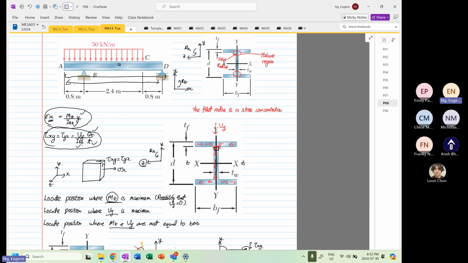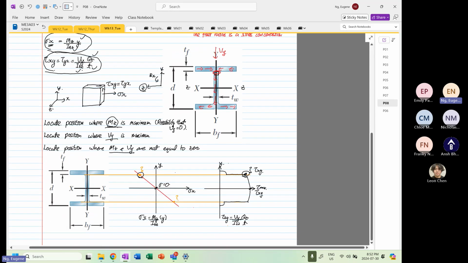Then after this we have to apply what? 3D Mohr's circle. Okay, so from here, after that, we construct our element, then we do our 3D Mohr's circle. Okay, I'm going to stop here.